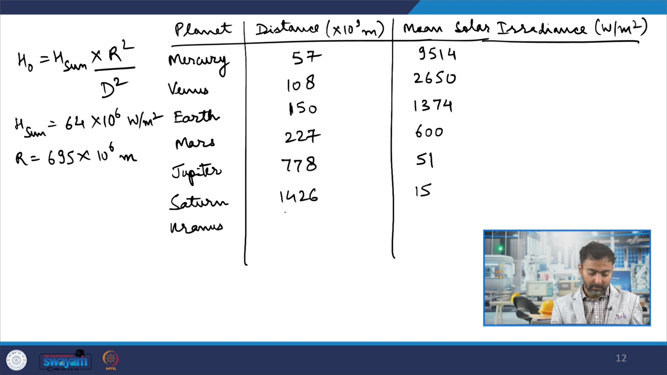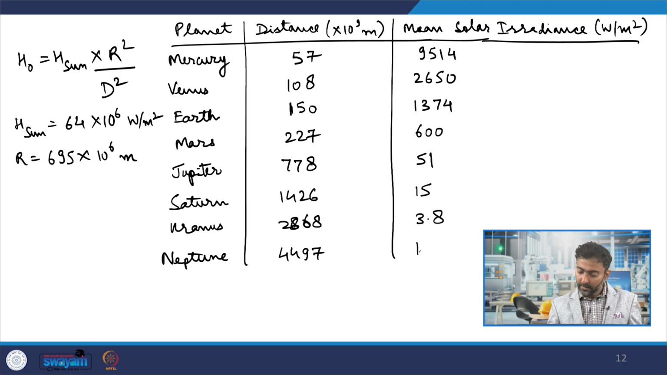Uranus at a distance of 2868 billion meters, and the radiation intensity is hardly around 3.8 watt per meter square. And then we have Neptune at a distance of 4497 billion meters, and the radiation intensity is hardly 1.5 watt per meter square. So that is the situation of different planets in the solar system.